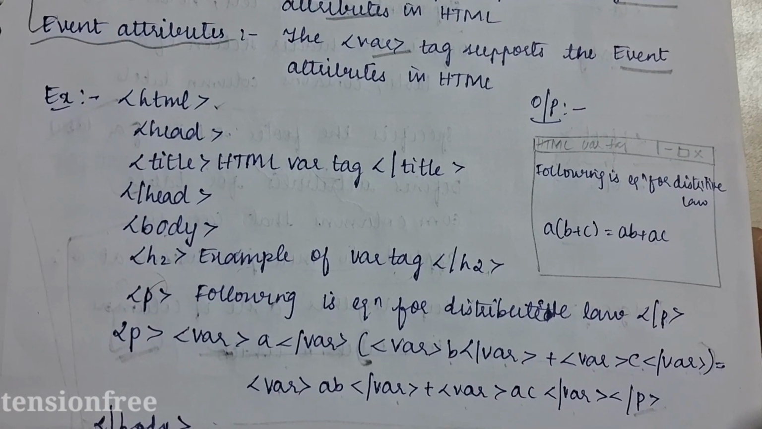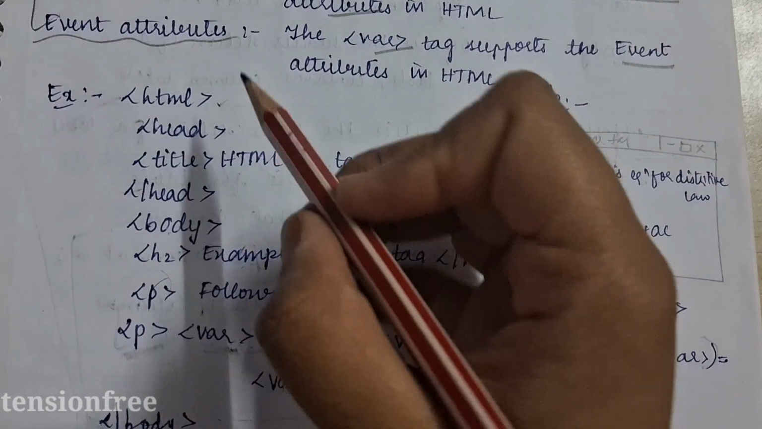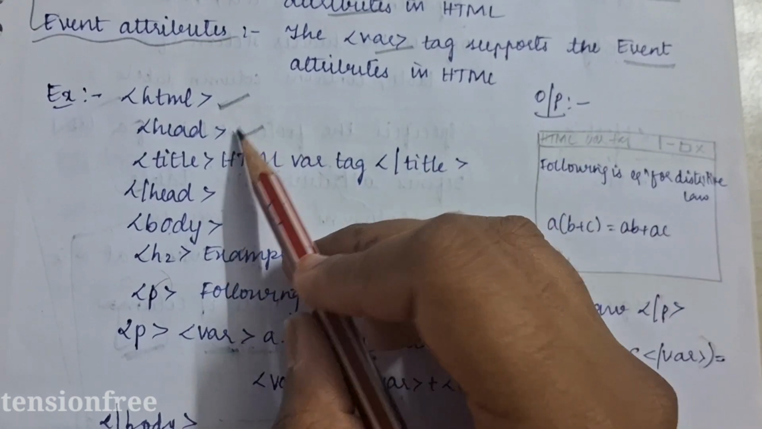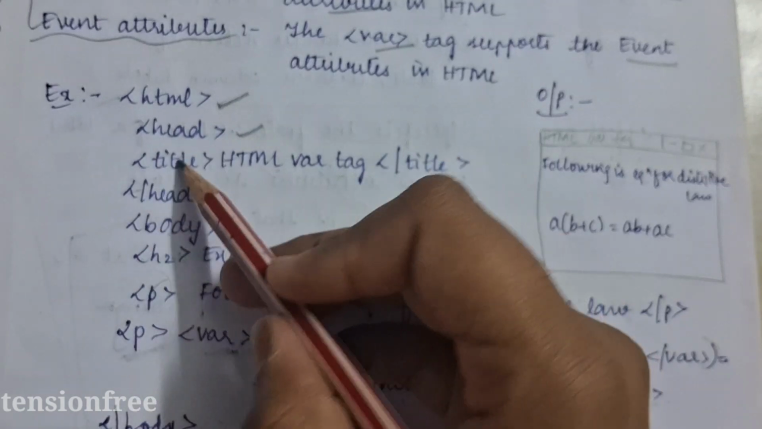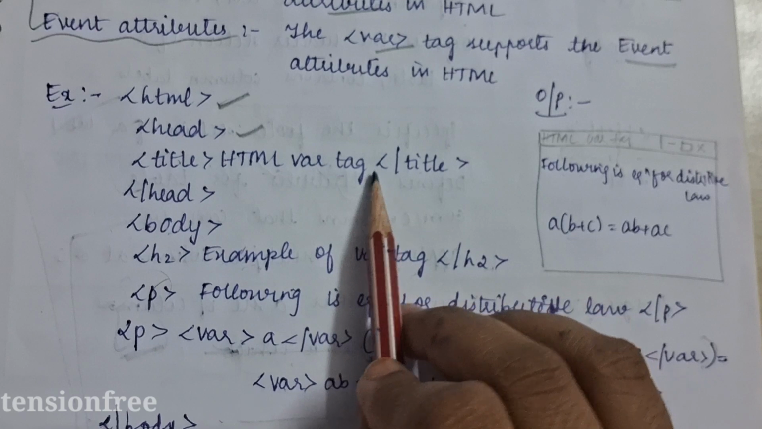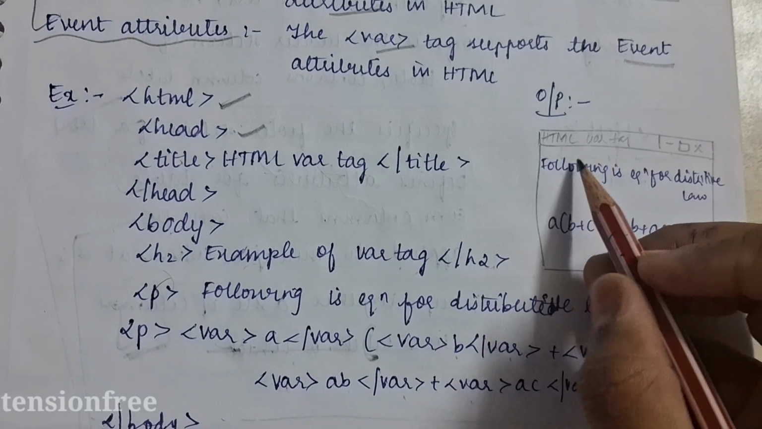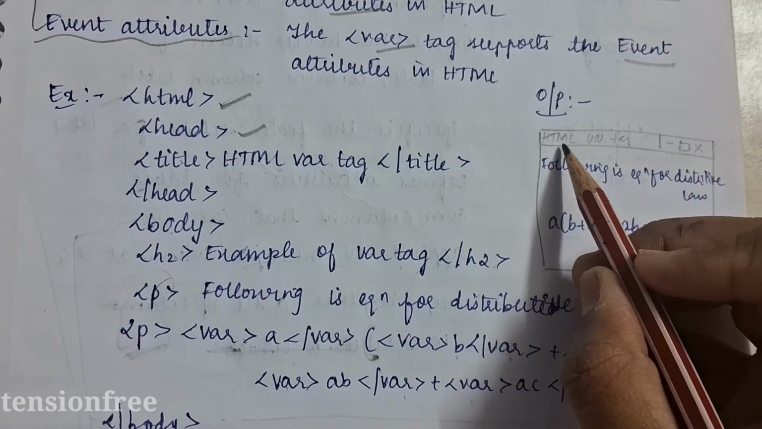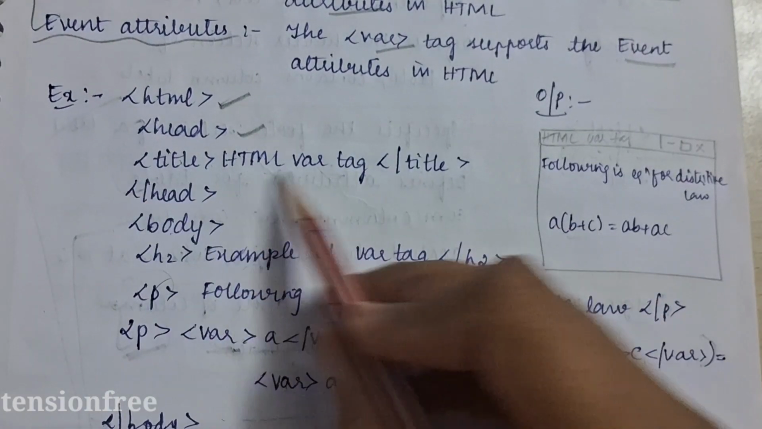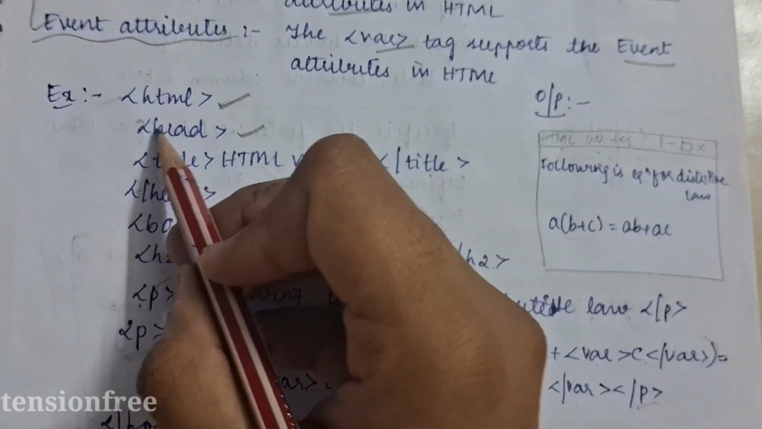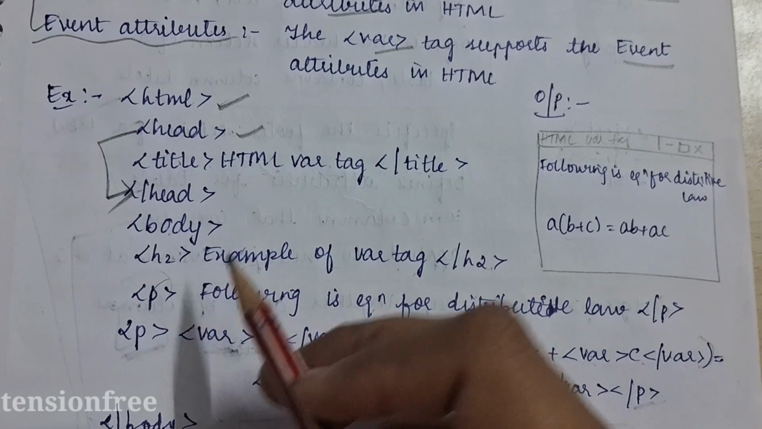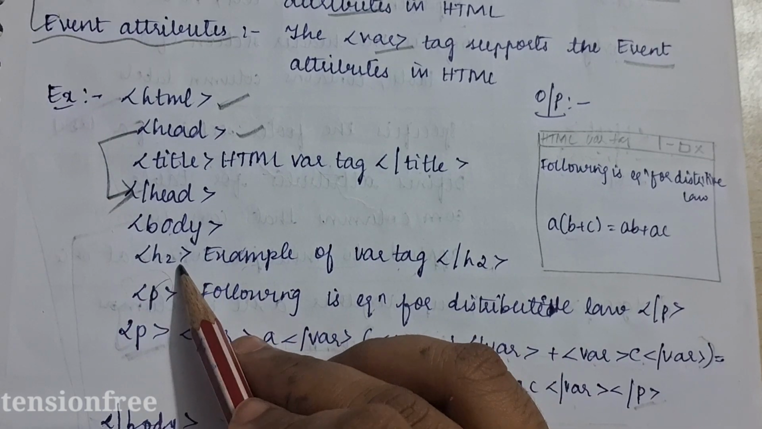Look at the example. This is the example. Here we are writing the HTML and we need to write the head, right? We are writing the head. After the head, we write the title. The title will be HTML var tag, where it will be displayed in the title bar, right? Here we get HTML var tag. As we completed the title, we are closing the title and the head part has been closed. Now we need to open the body tag. In that body, we write h2, that means header.